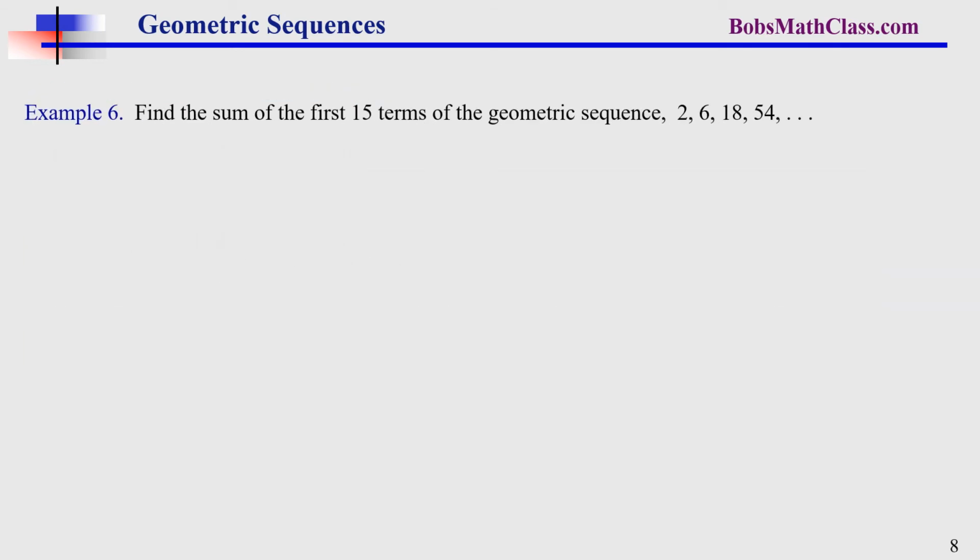So find the sum of the first 15 terms, that's our n, of the geometric sequence 2, 6, 18, 54. It's infinite, but we only want the first 15 terms. So let's write down one of the formulas. I'll write down this one. a_1 times r to the n minus a_1 all over r minus 1.